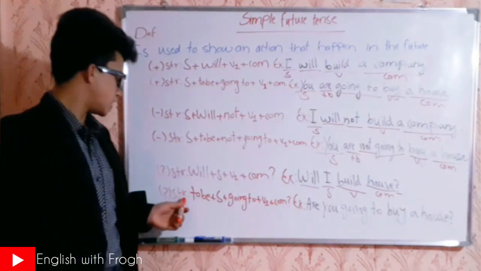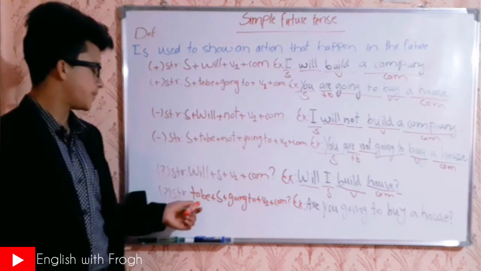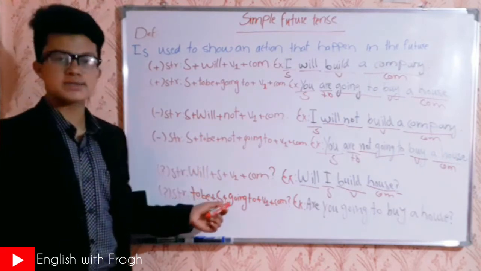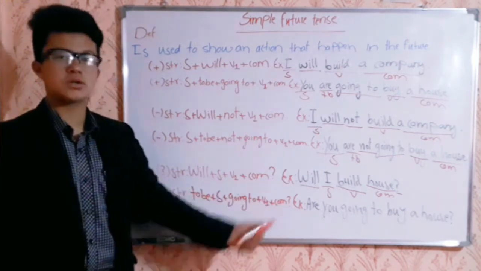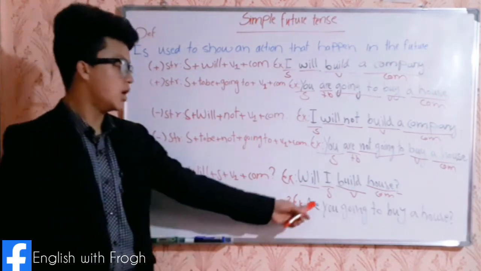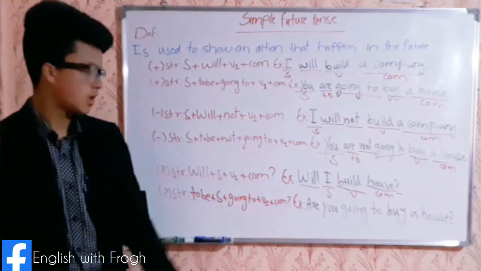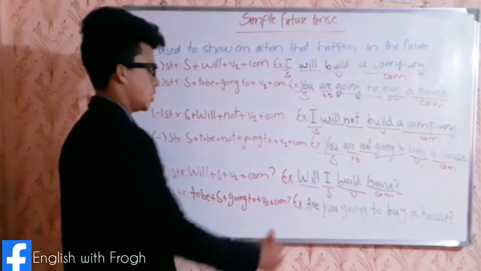The interrogative structure of the other structure is to be plus subject plus going to plus first form of the verb plus complement and also the question mark. Example: are you going to buy a house?